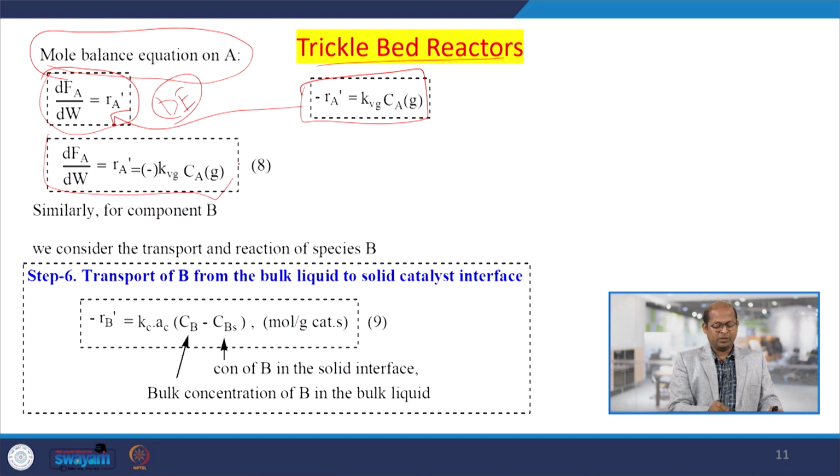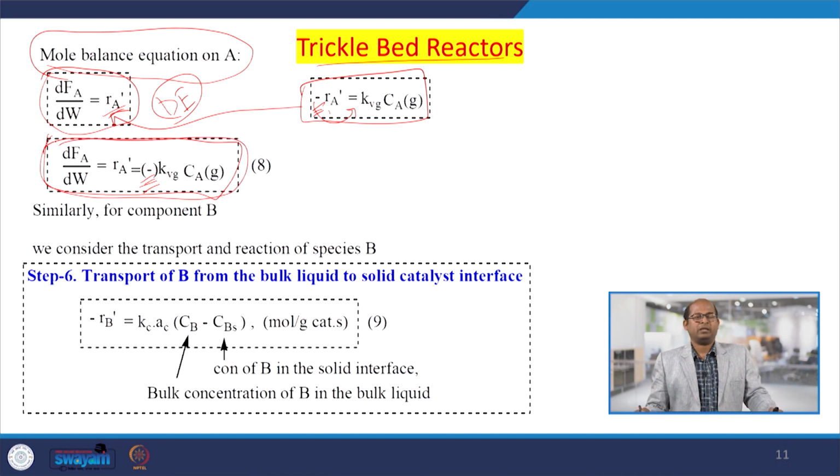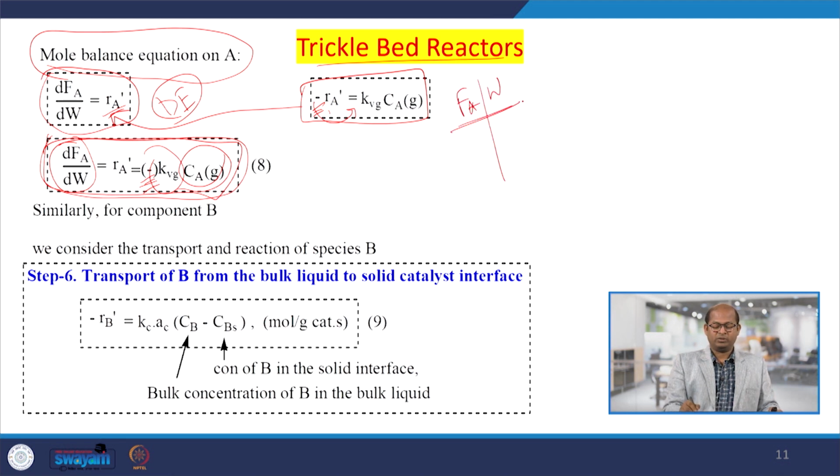Then dF_A by dW becomes equation 8, equal to minus k_Vg into C_AG. Here minus was there, here there was no minus, so this minus we can put on the right-hand side, therefore it comes like this. This is for component A, showing how component A varies in this particular system. The molar flow rate of component A with the weight of the catalyst and the corresponding gas phase concentration, if we know k_Vg, then we can find how the concentration of the component changes inside this trickle bed reactor, which we can easily find out.